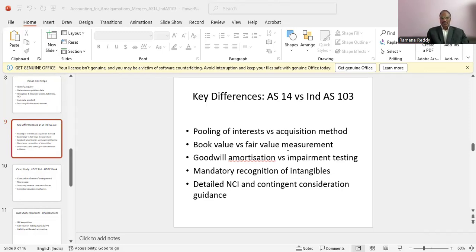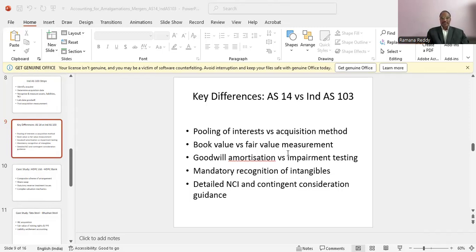We'll talk about the reserves. AS 14 merger carries forward reserves. AS 14 purchase does not carry forward except statutory reserves. Ind AS 103 does not carry forward reserves. And goodwill: AS 14 merger has no goodwill. AS 14 purchase recognizes and amortizes it. Ind AS 103 recognizes goodwill and tests it for impairment.